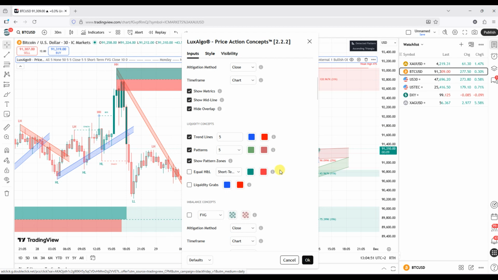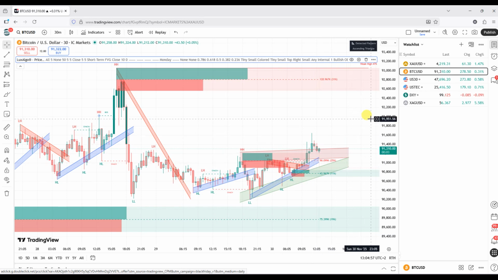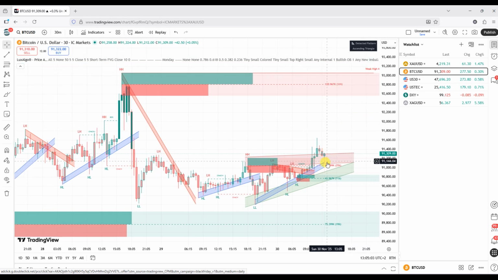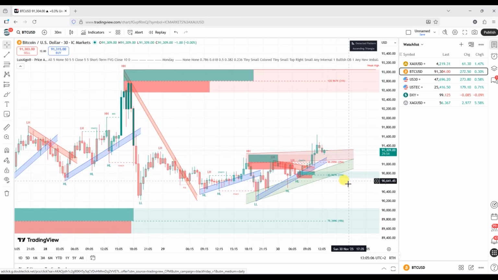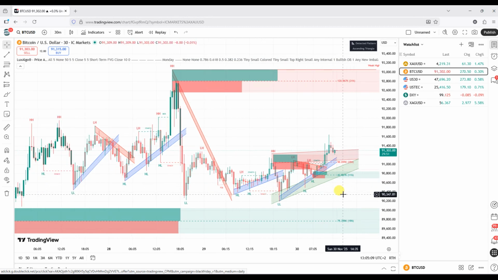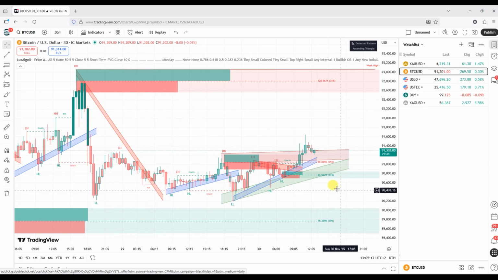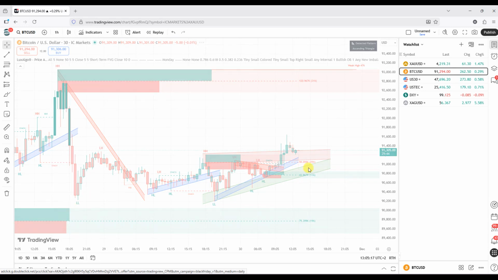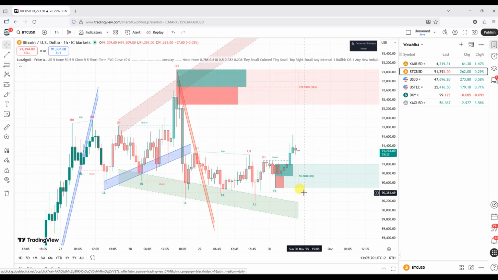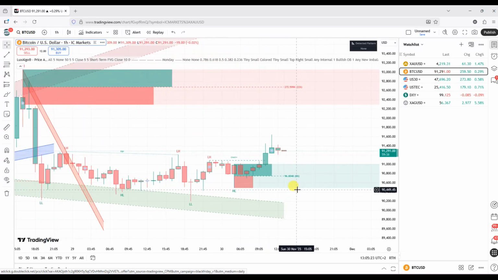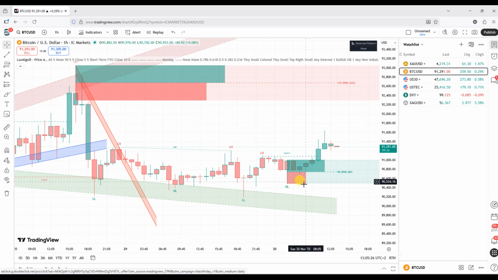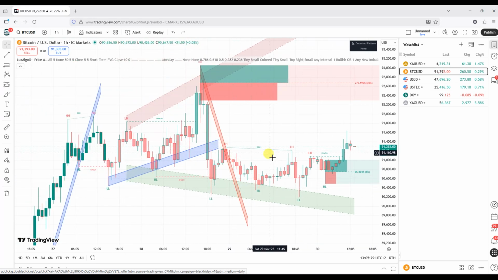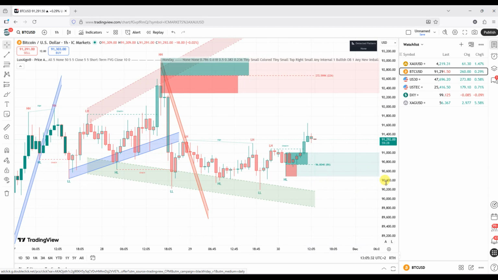Okay, let's go back in settings again, and let's click on equal head and shoulders. So once we click on equal head and shoulders, we get to see that we don't detect any head and shoulders on this pattern. Let's take down on H1. Yes, we see something over here, but I don't think this is a head and shoulder. It has not detected anything yet.